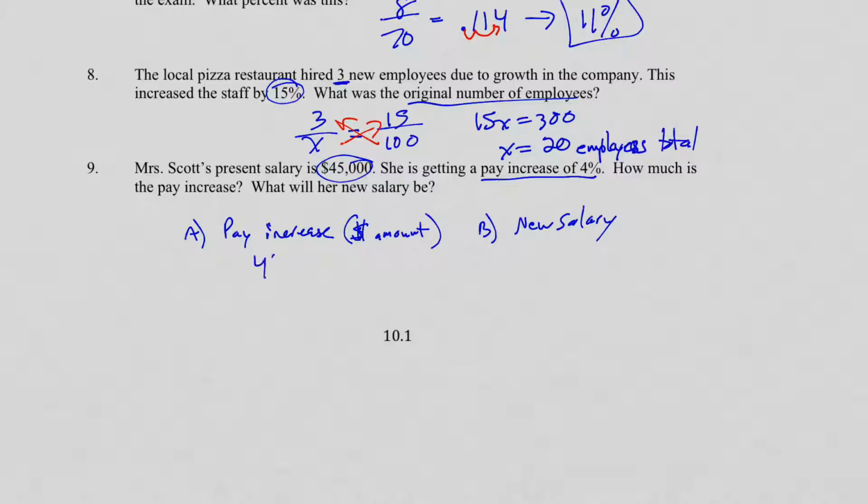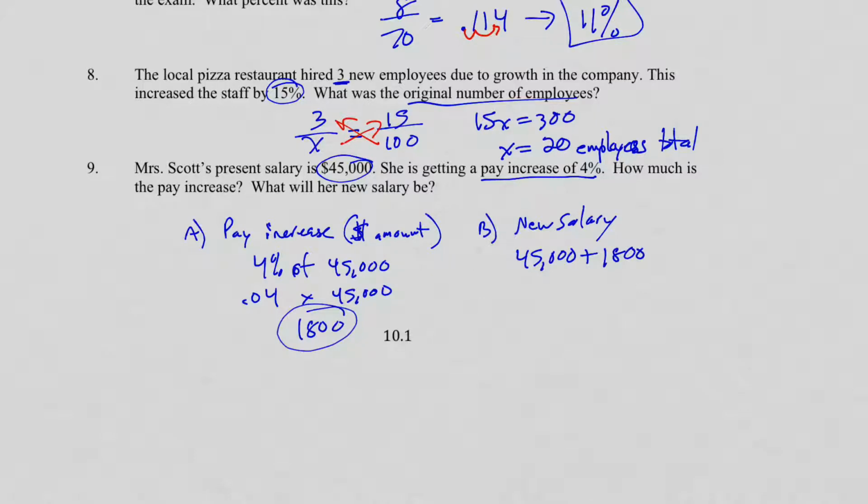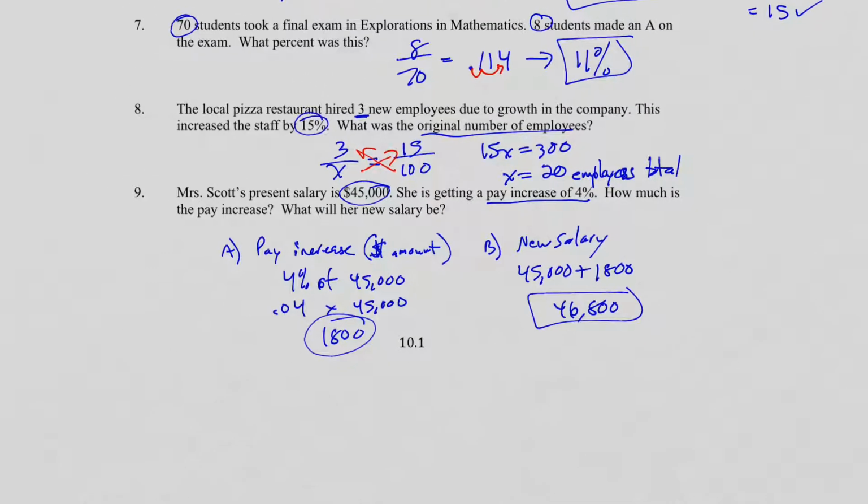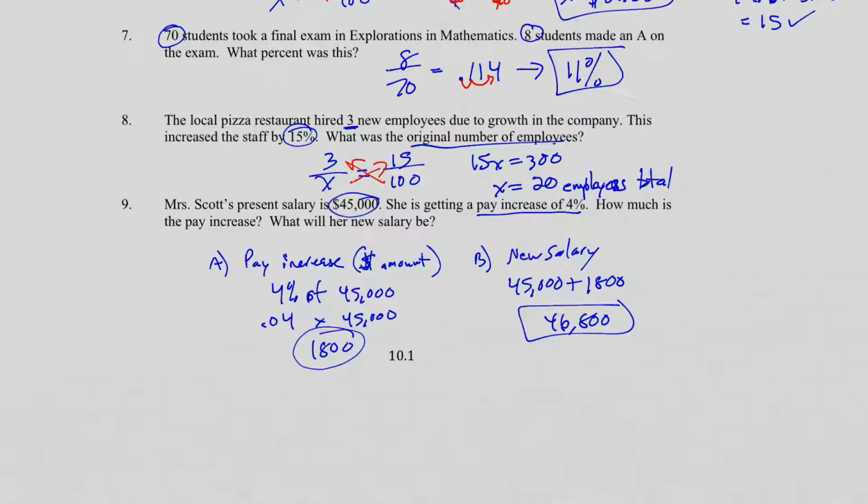Okay, so we're going to do 4% of 45,000. That's going to equal 1,800. Okay? So that's the pay increase for the year. So the new salary is just going to be our old salary plus the pay increase. And that's going to equal 46,800. Okay? So that's it for the first page. Let's go to the second.